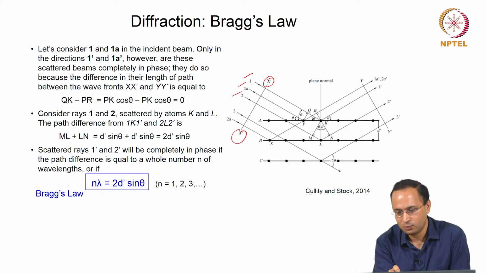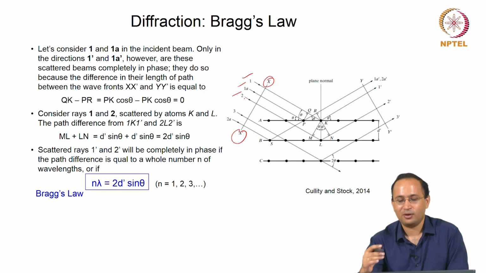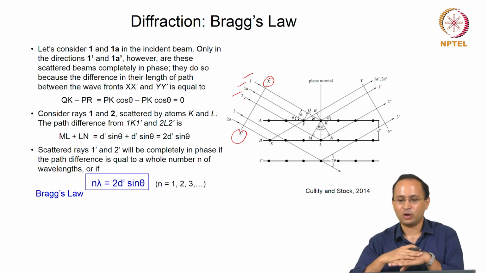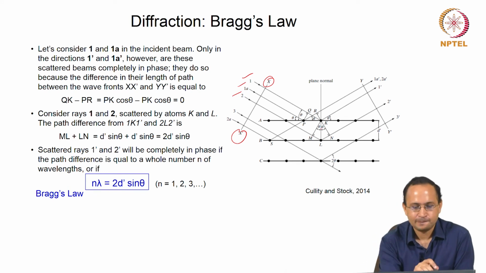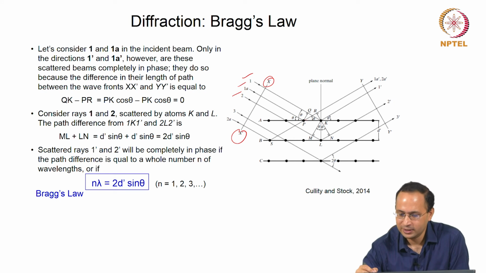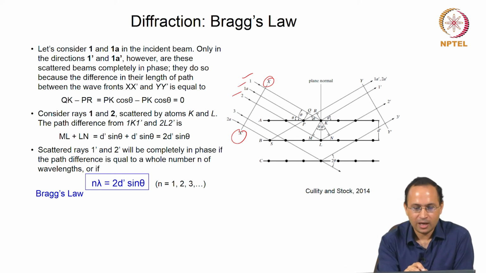So what do you see? Ray 1 will interact with K, and 1A will interact with P. Let's look at 1 and 1A first. 1 and 1A means we are talking about only surface atoms, we are not going deep. Clear? P and K. Only in the direction 1 dash and 1A dash, you see there is a diffraction in this direction. However, are these scattered beams completely in phase?